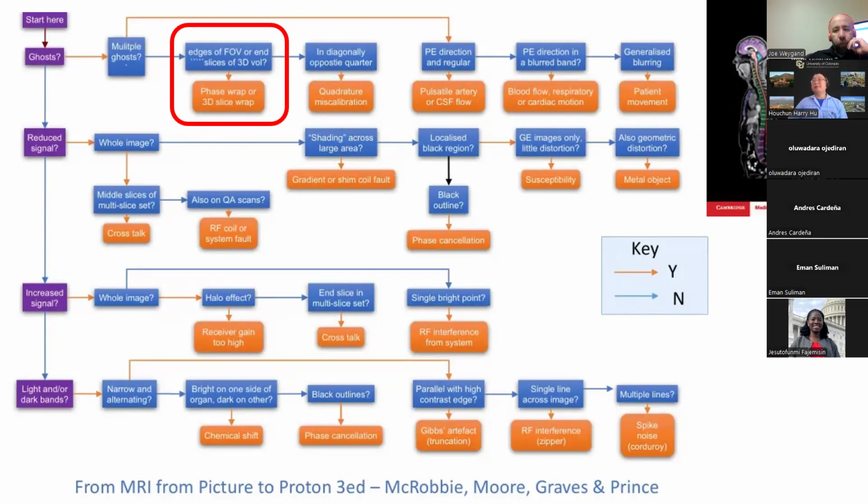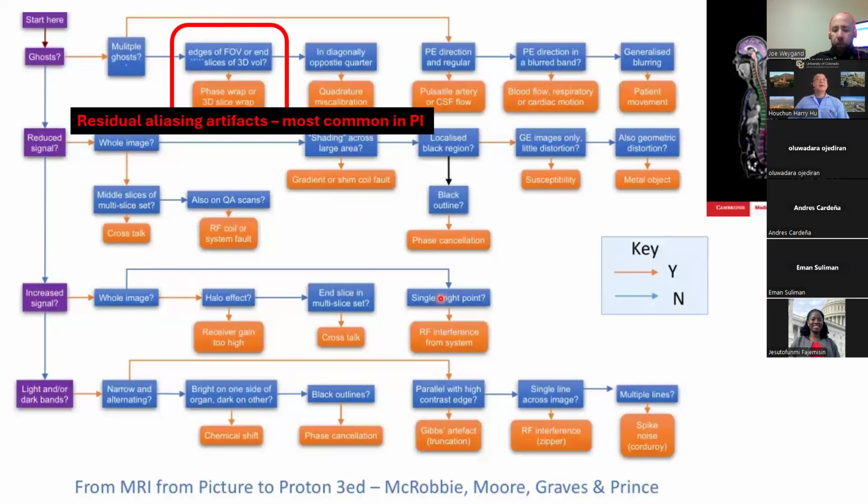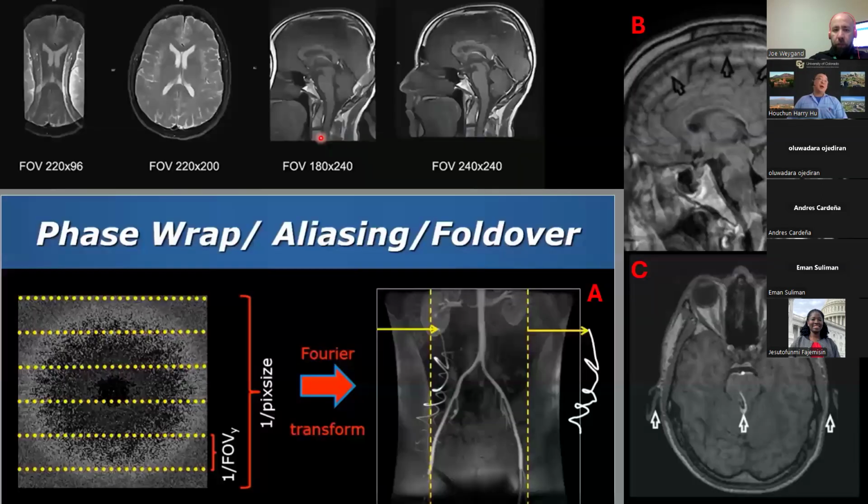Not to sell this book or anything, but this is actually a really good book that I came across once. I have no financial affiliations here. I just thought this was a really good book, and this was a really good diagram. And if you ever want to figure out what artifacts you have, this chart takes you through all the different possible artifacts that you can see in an image, and you can see aliasing or parallel imaging artifacts show up right on the top here. So residual aliasing artifacts are the most common in parallel imaging.